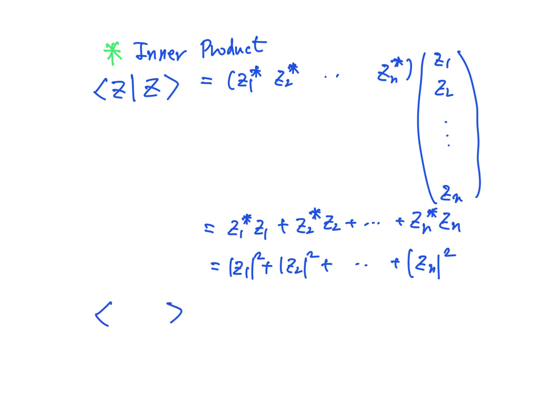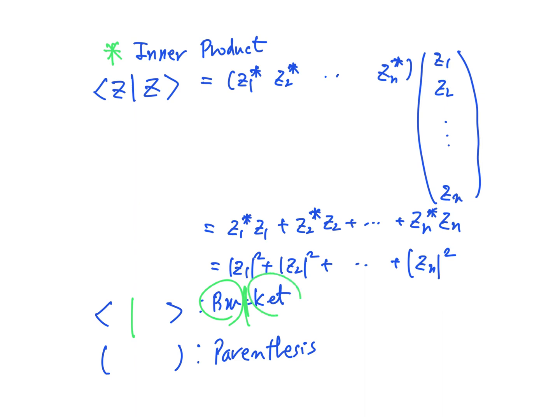In English, what do you call this? Anybody? How about this? What do you call this? Bracket? Right, correct. Bracket. This is parenthesis. Very good, bracket. So you cut it in half, right? You just cut. So left side is called bra, right side is called ket.